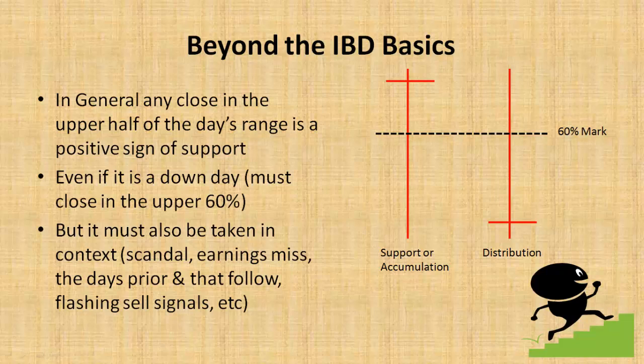But you also have to take that close in context of the general market and what's going on with the stock. So even if a stock does close in the upper 60% on a down day, if it's because of a scandal or an earnings miss or a downgrade or something of that nature, you can pretty much expect that it will continue to fall in the days that follow, and you need to take defensive action, especially if your stock is flashing any kind of sell signals.